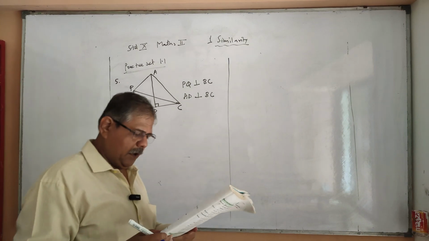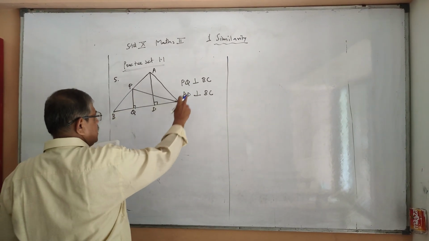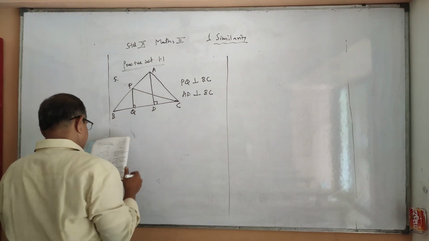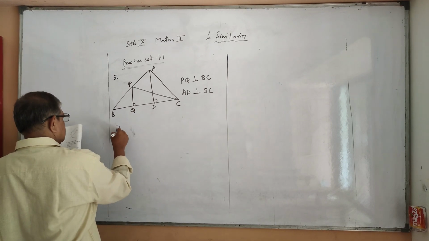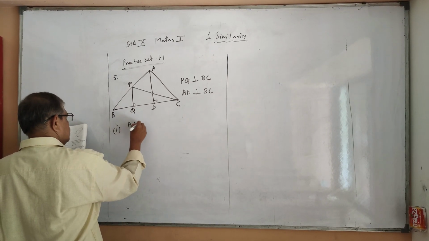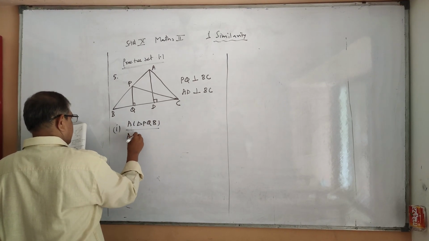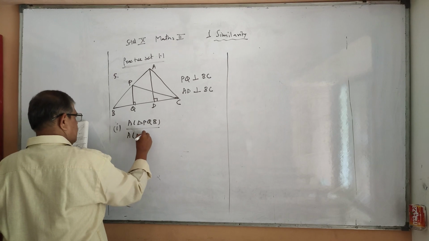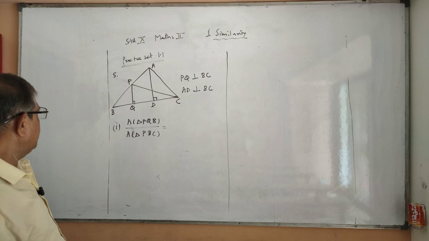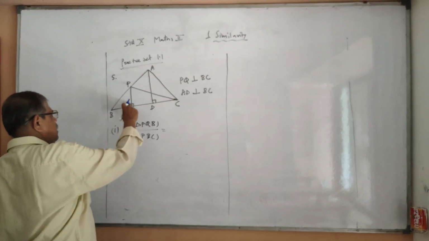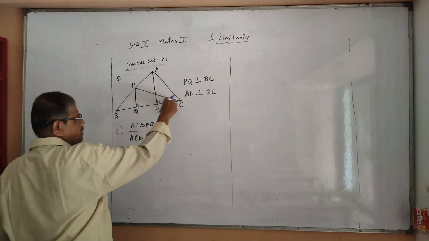Let us see question number 5. The figure is given. In the figure, they are given PQ perpendicular to BC and AD is perpendicular to BC. And they ask the ratio of different triangles. Now let us start with the first one. Area of triangle PQB upon area of triangle PBC. Now you have to observe. Where is the triangle PQB? This is the triangle PQB. And where is the triangle PBC? This is the triangle PBC.